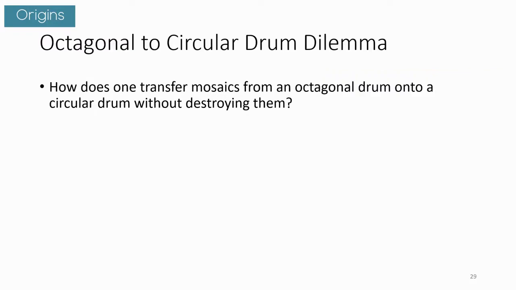Okay. So we see an octagonal to circular drum dilemma. How does one transfer mosaics from an octagonal drum onto a circular drum without destroying them? So if there are mosaics on that drum at that time, and we have a circular drum, which we do today, then you have to destroy those mosaics to transfer them. So you essentially have to reconstruct those mosaics. So you can't say that they are exactly what they were before. It's more likely that the mosaics were done afresh and probably a new design created at a later time when the circular drum was done.